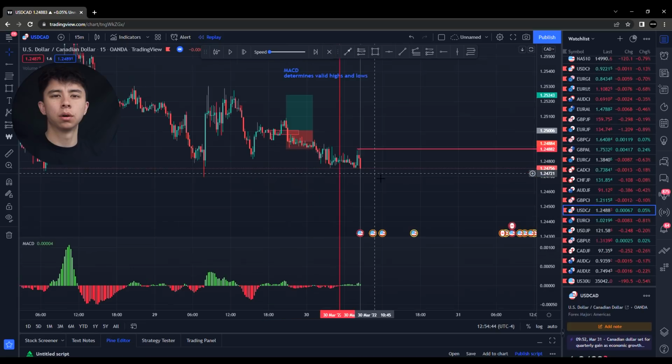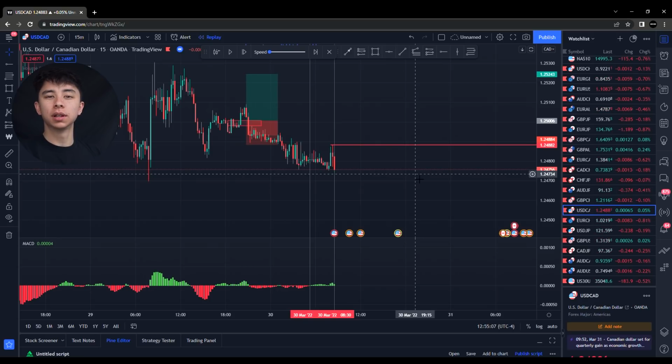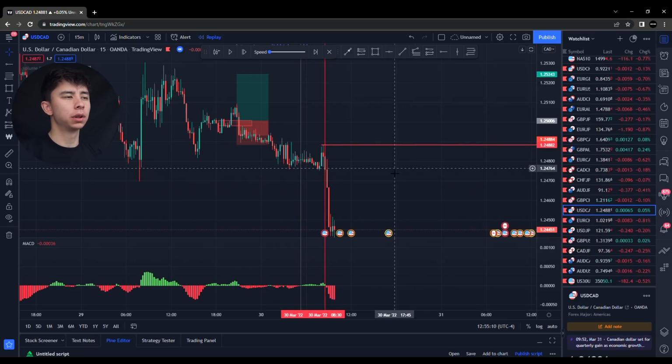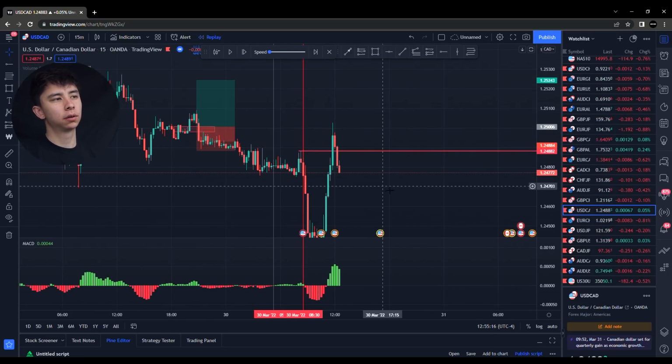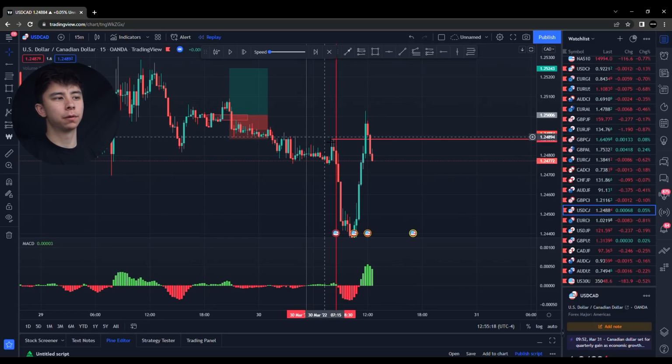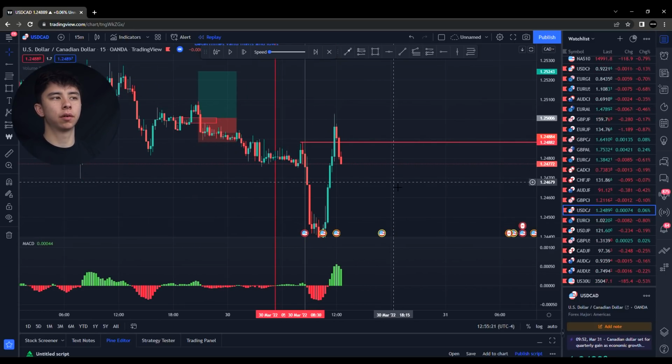You mark the highest part. Okay, so now that we've determined this here is actually a valid high, we can let the trade actually play out. So if we let it play out, see what happens. Okay, here. As you can see, price then comes up and actually breaks above our valid high. Now this is our signal to know that price is starting to reverse.